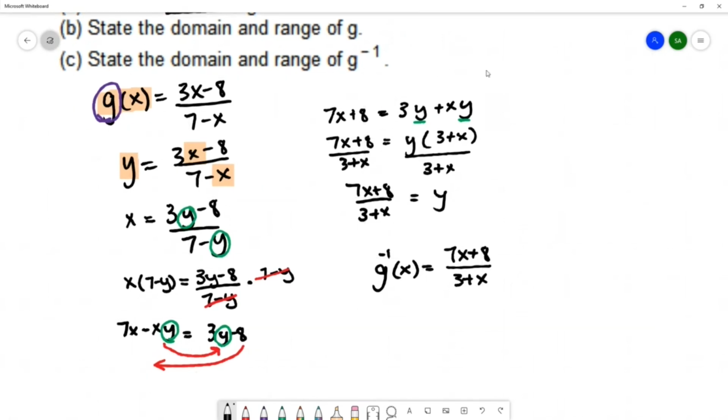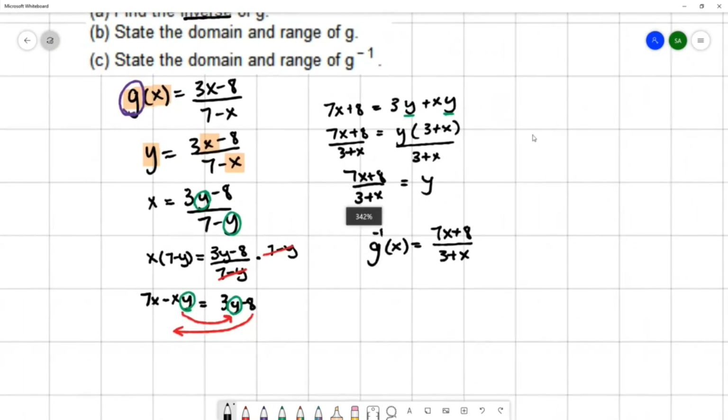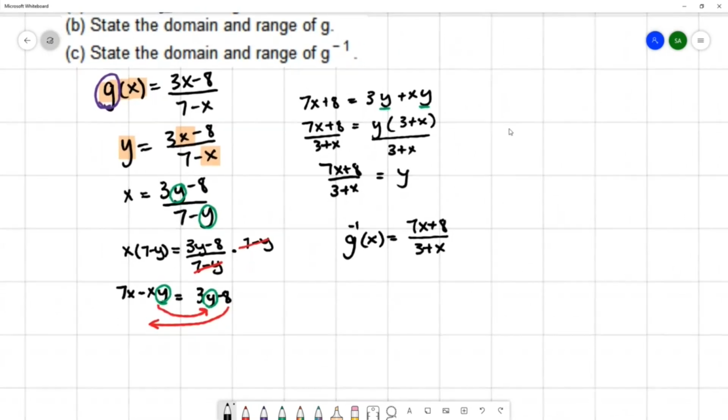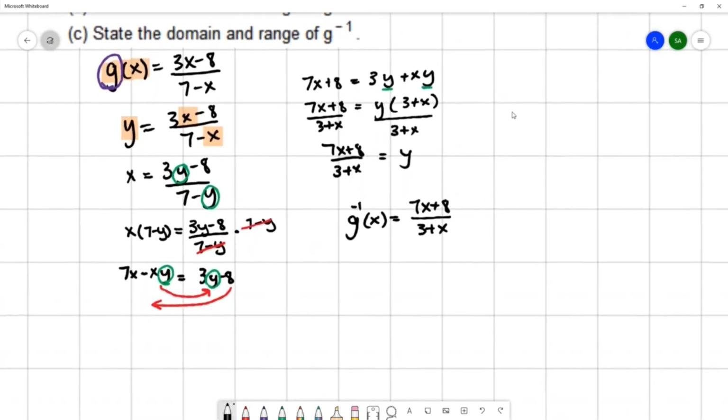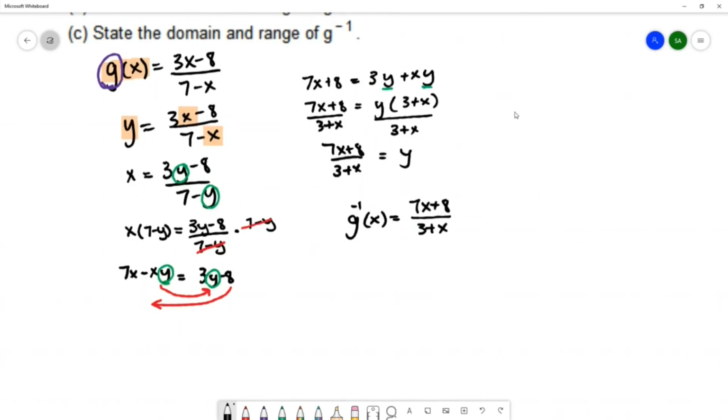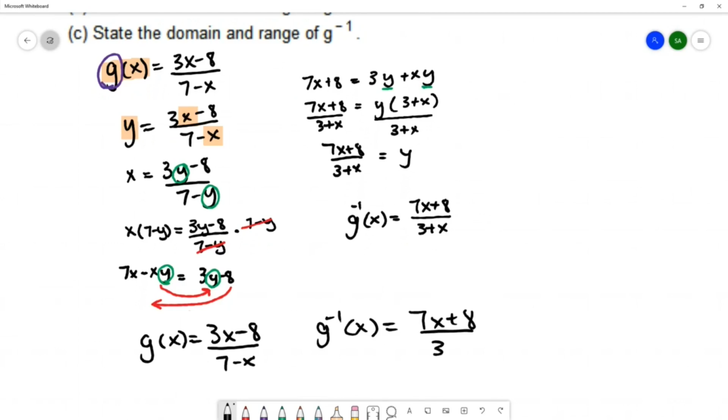Now we have some strategies from previous chapters for finding domain. So let's write down our two functions. We have g of x equal to 3x minus 8 over 7 minus x, and we have g inverse of x equaling 7x plus 8 over 3 plus x.